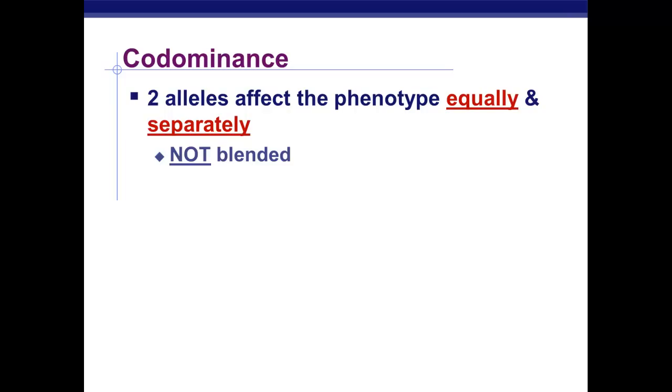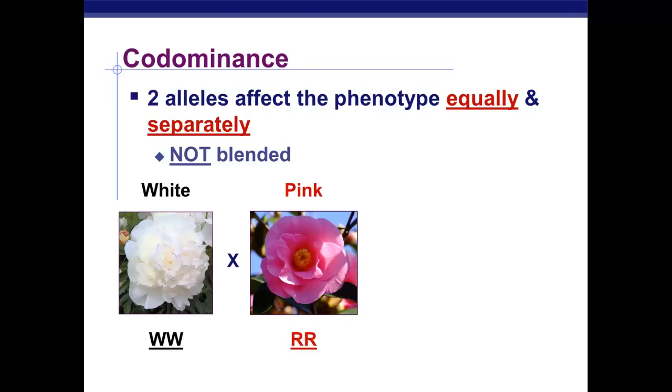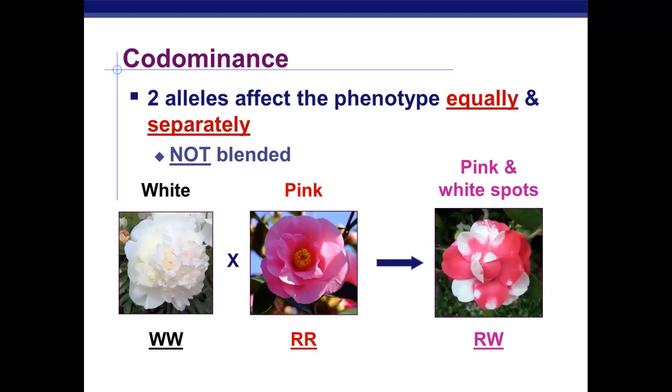So, unlike red and white making pink, now we might have something like white and pink crossing, but our combination isn't sort of a light pink. It's actually pink and white together. So it's a combination. They both show up at the same time.